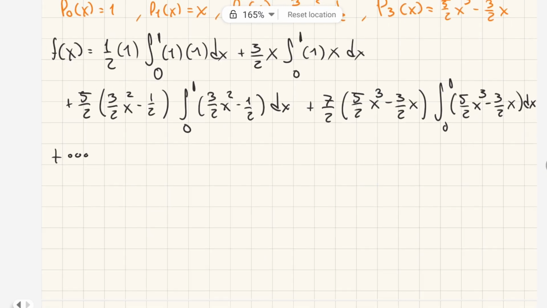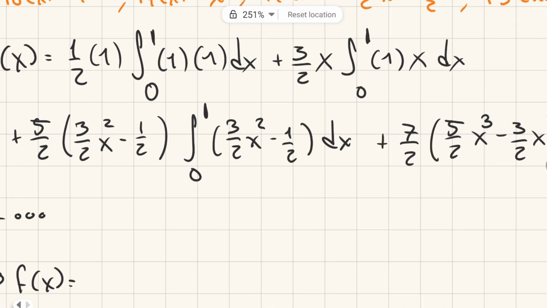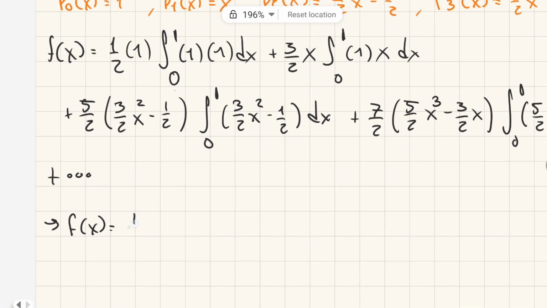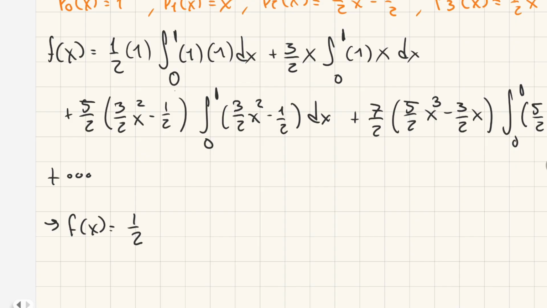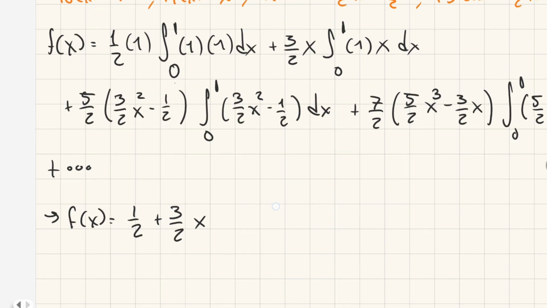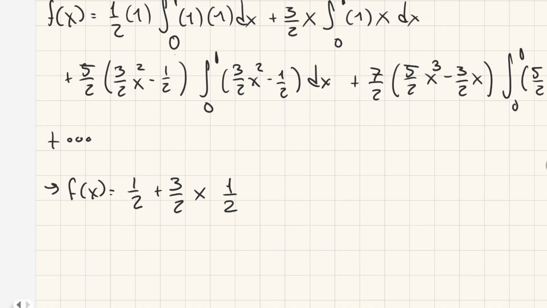So what is this going to be? Well, we will have that f of x is equal to, I think this integral is immediate. Of course, it is equal to 1. So the first element is going to be 1/2. And then we will have plus 3 divided by 2x. And then what are we going to get here? It will be x squared divided by 2, evaluated at 1. It will be 1 divided by 2. Yep. And then plus 5 divided by 2.